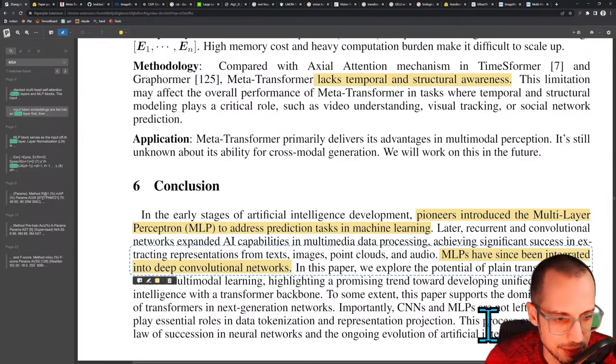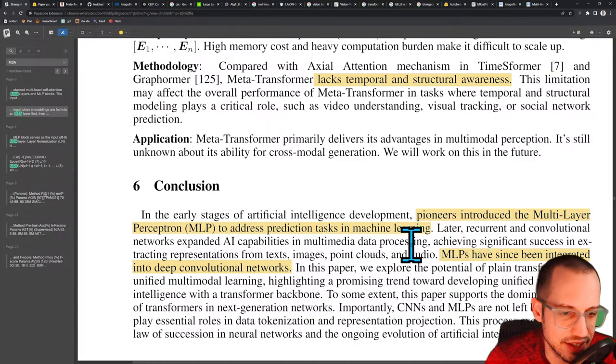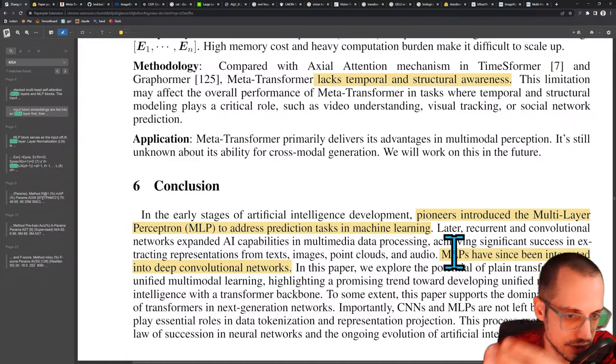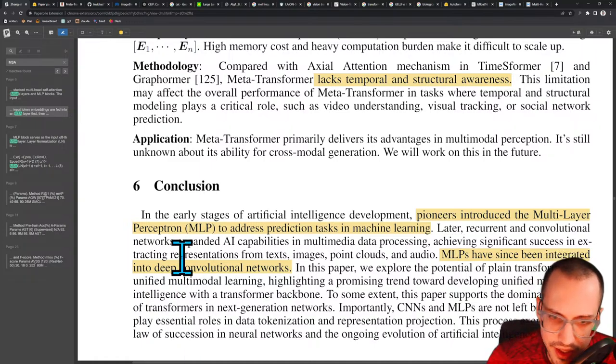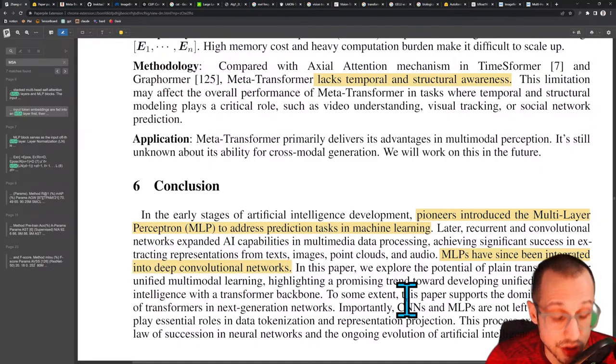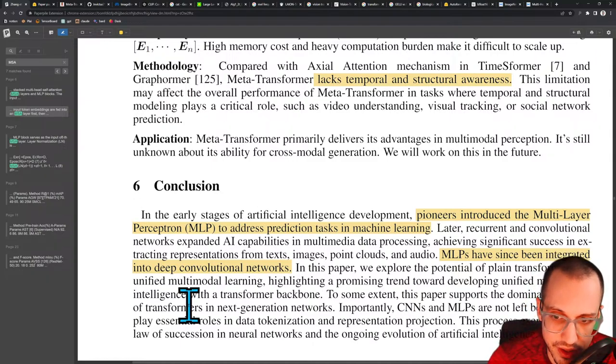What the heck does that even mean? MLPs are already deep learning because you have multiple layers, right? The deep in deep learning means that there's multiple layers, there's a depth. And MLPs are not integrated into deep convolutional networks. They're usually added on top of a convolutional network as a head, right?